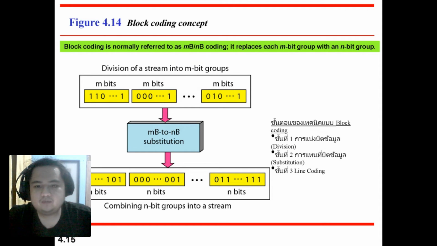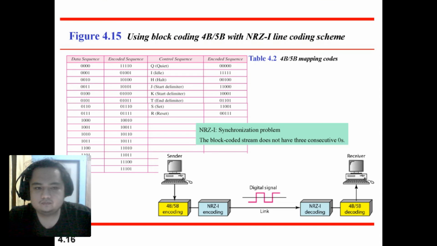Block coding concept. Block coding is normally referred to as mB/nB coding. It replaces each m-bit group with an n-bit group. So you can see the division of the stream into m-bit groups, substitution, and combining into n-bit groups in the stream.